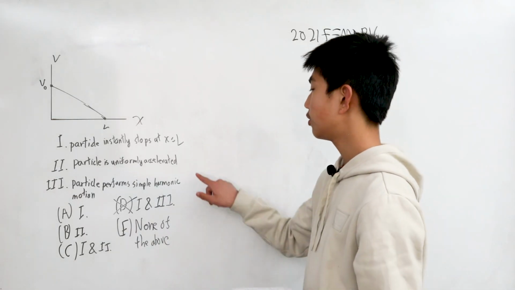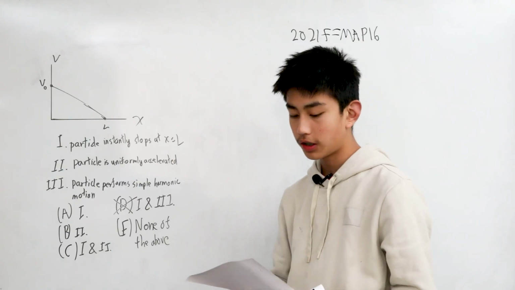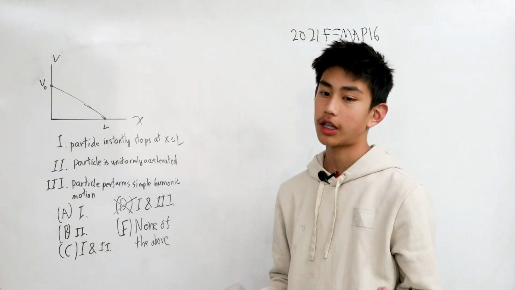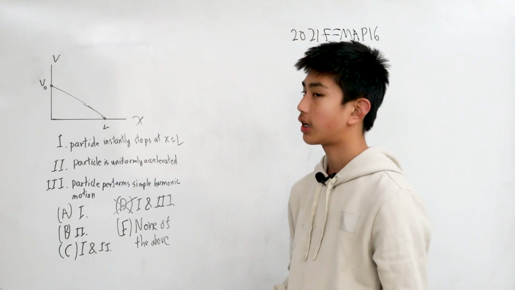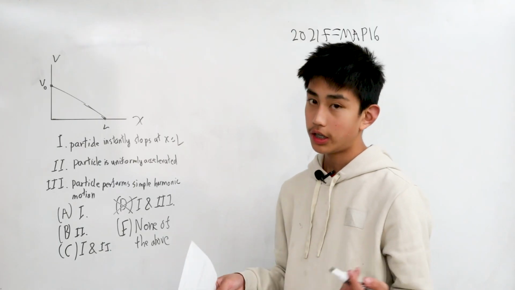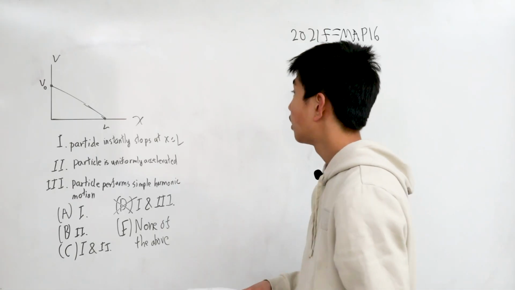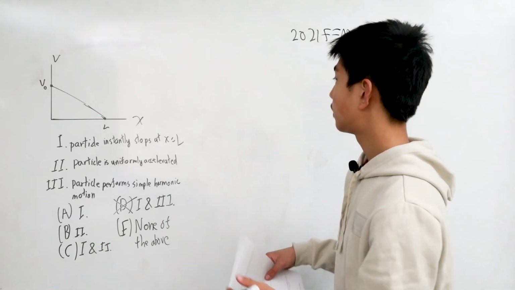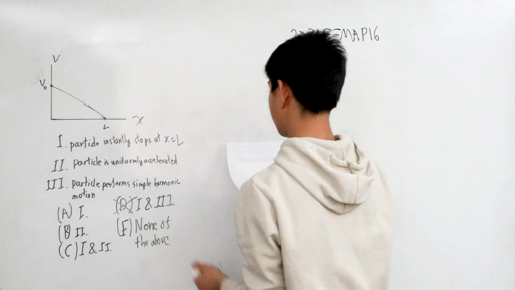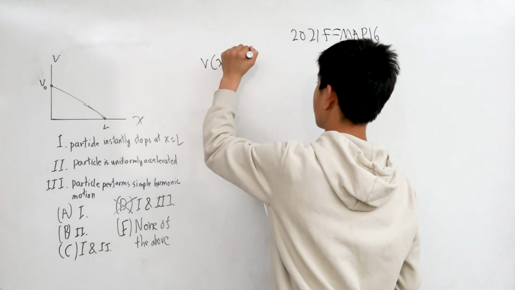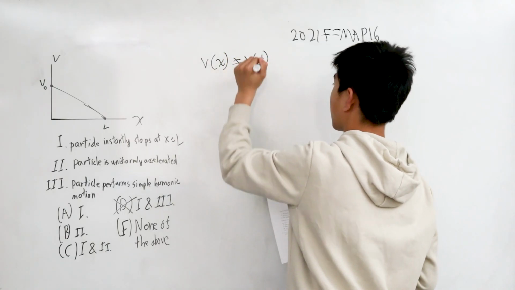Let's look at number 2. The particle is uniformly accelerated. Well, you would think it's uniformly accelerated because it's decelerating at a constant pace, or at least it looks like that, since on the exam it's drawn as a straight line. However, the function velocity of x is not the same as velocity of time.